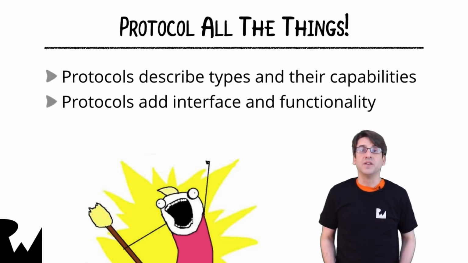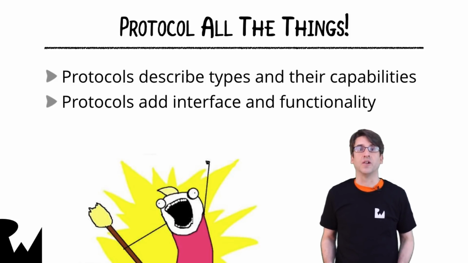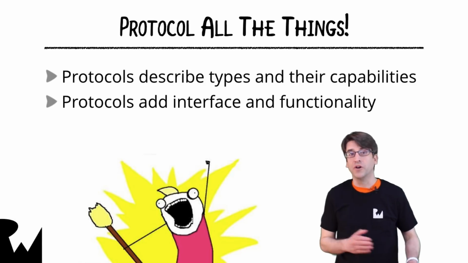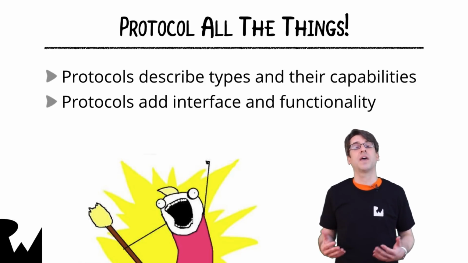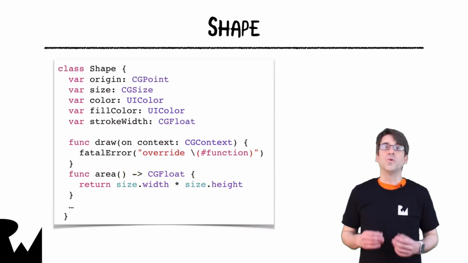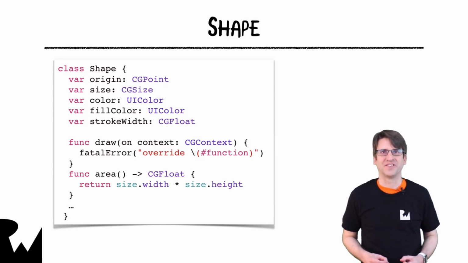In this video, you'll learn or perhaps review what protocol-oriented programming is all about. You'll build a mental model of how protocols work under the hood so that you can compare that with traditional object-oriented approaches. The quintessential object-oriented example is a graphical drawing app. Let's start with the Shape abstract base class.